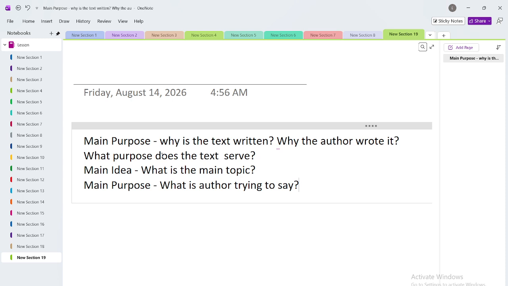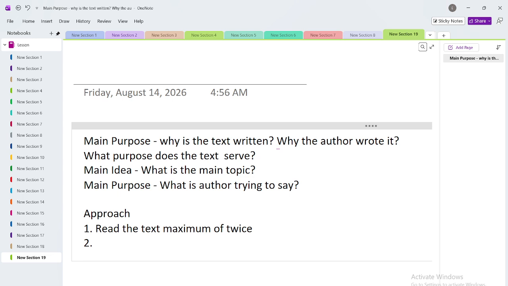Now, main purpose questions are really similar in approach to main idea questions. What I want you to do when you come across a main purpose question is that, first of all, I want you guys to read the text a maximum of 2 times, just twice. If you don't understand it after reading twice, I don't think you will understand it after reading 3 times. All right, so just read it twice.